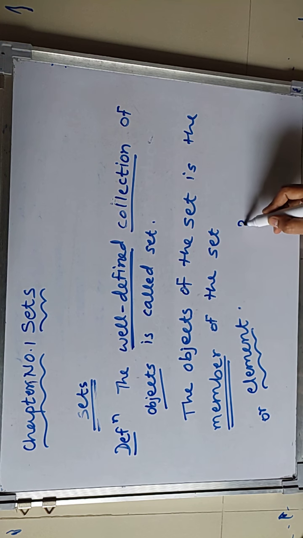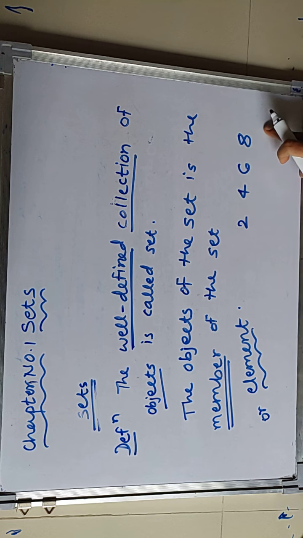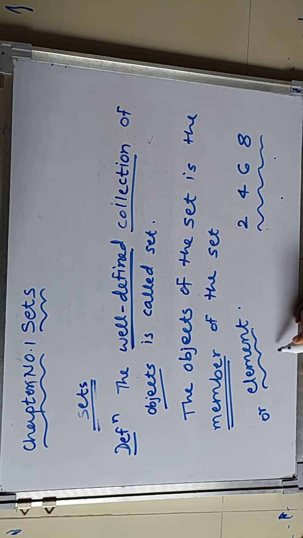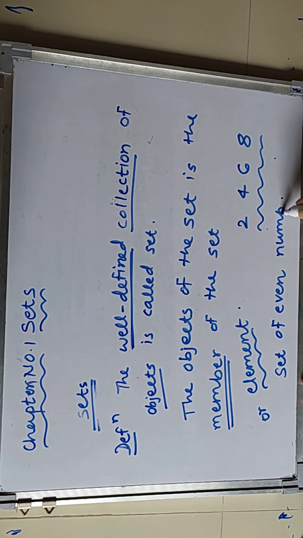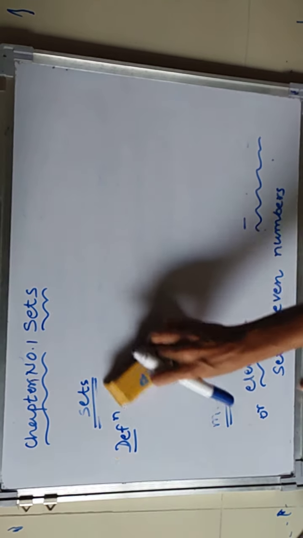For example, 2, 4, 6, 8 are the members of the even numbers which lie in between 1 to 10. These numbers lie between 1 and 10, and these are the even numbers. I took one example as a set of even numbers. I am writing it properly with the help of an example.